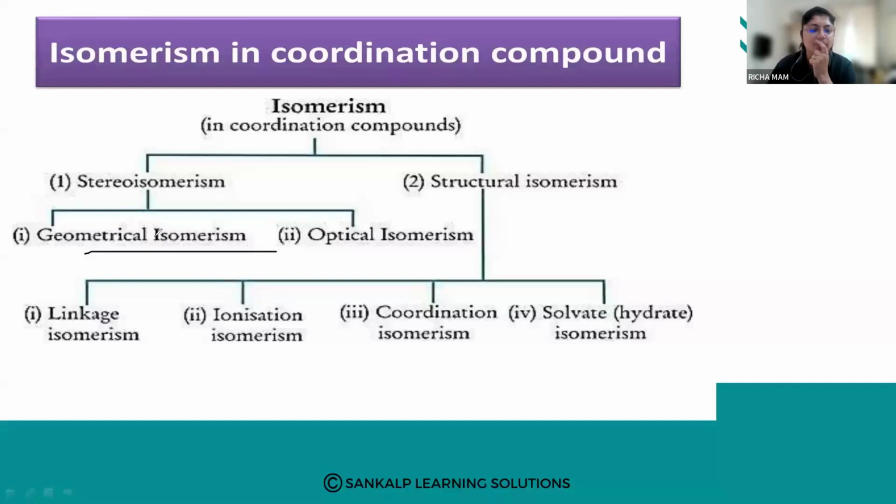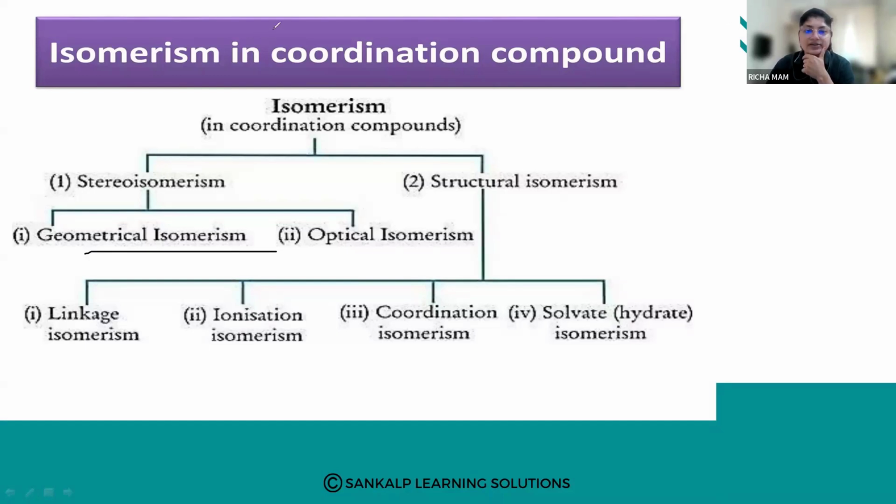We are going to discuss geometrical isomerism. So what is geometrical isomerism? This isomerism arises due to the different arrangement of ligands around the central metal atom. This gives rise to geometrical isomerism. Got it? So whenever we have heteroleptic complexes, what do you mean by heteroleptic complexes? When you have more than one type of ligand present in the complex, such complexes are called heteroleptic.